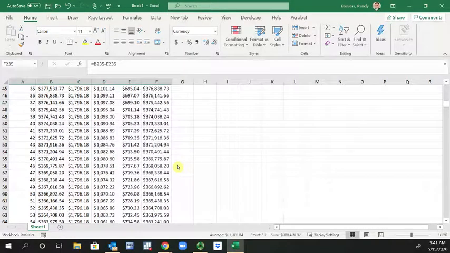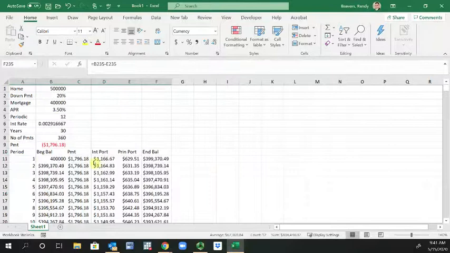So using this particular thing, you can change payments and see what would happen, like if you're trying to pay off something early, or if you make additional payments, or if you make payments that are different than the periodic payment, what happens to your mortgage.